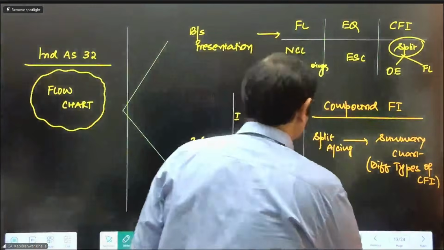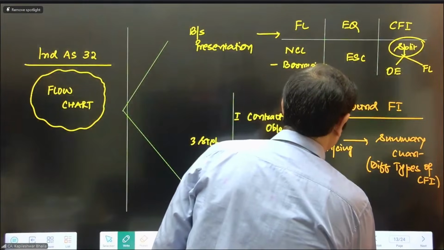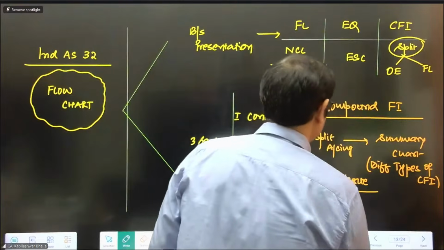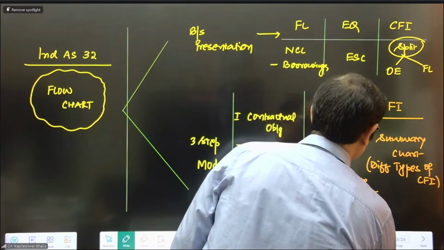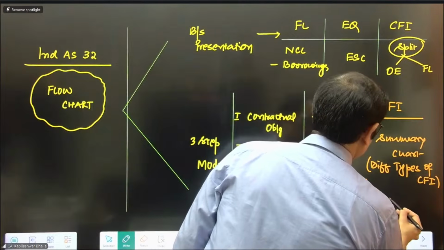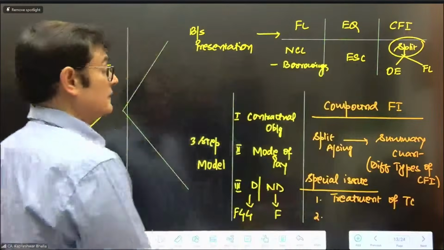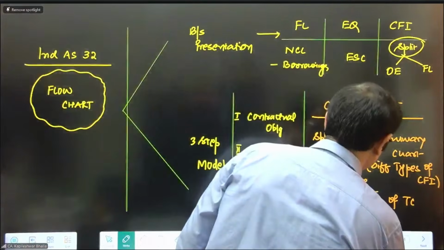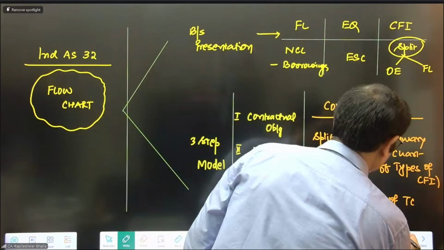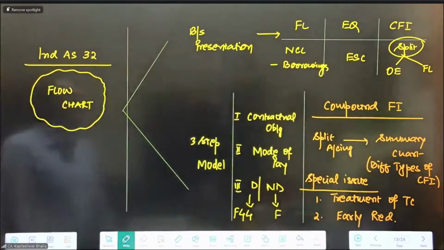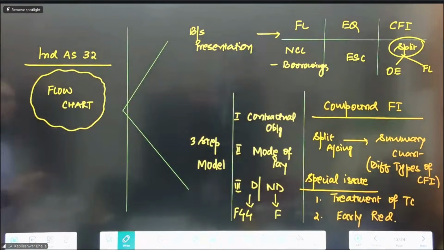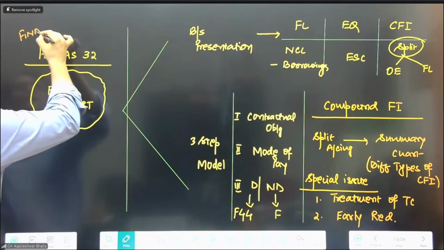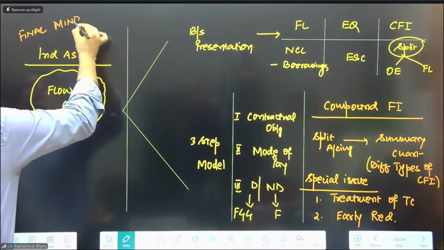Secondly, we're looking at the special issues, and there are two special issues you need to be clear on. One is the treatment of transaction cost, which we discussed. And the second is the case of early redemption. So I think this is what needs to be very clear. This is the final mind map or flow chart which has to be clear.